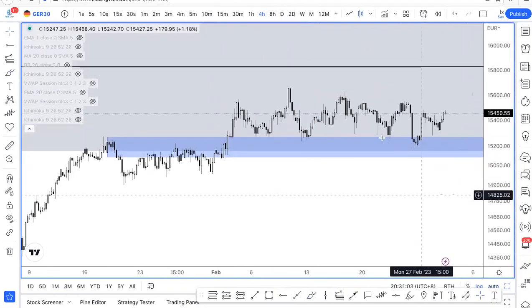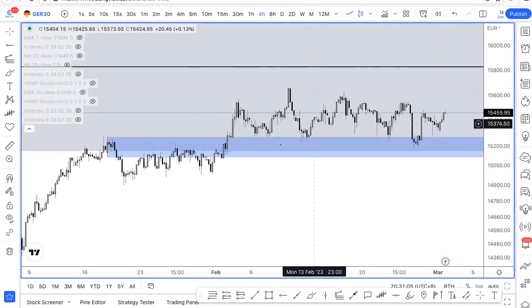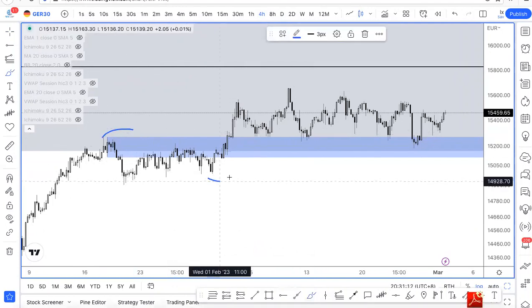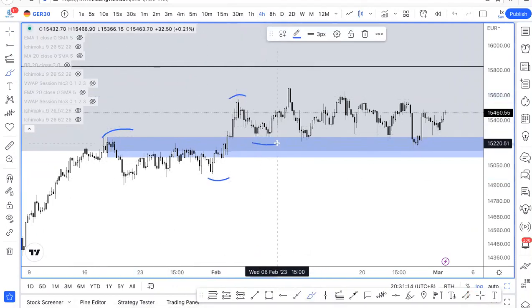So price came into a resistance area, right? And then right now you're seeing again higher lows and higher highs. So on the 4 hours, you can see the most recent move. We have a high, we have a low, we have a newer high, a newer low, and a newer high. And then price broke below this low.